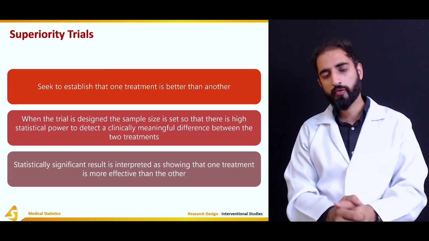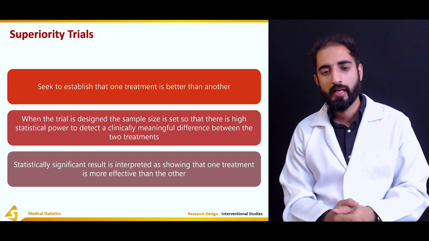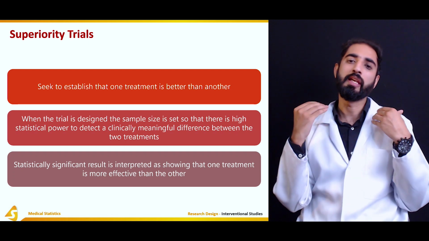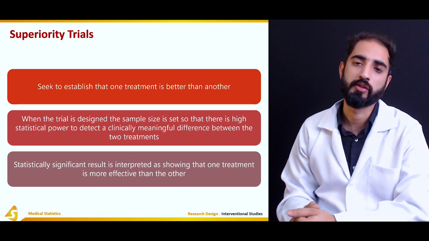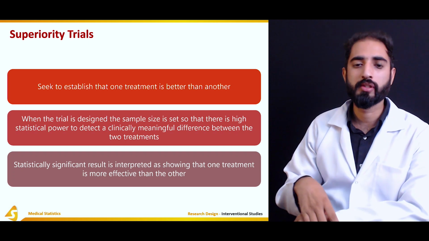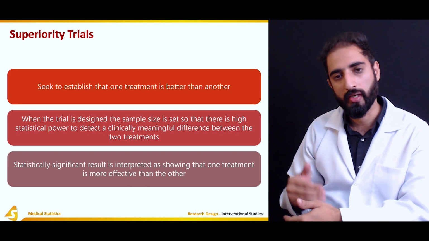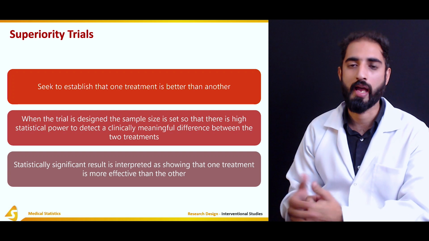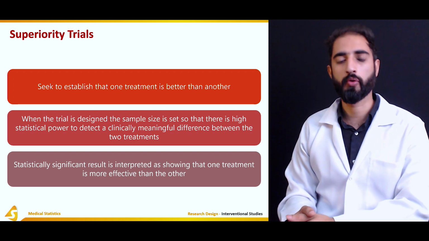Now, there are another type of trials which are known as superiority trials. These trials depend on the aim of that study. So, if the aim is to seek to establish that one treatment is better than the other, then as the name suggests, it is known as a superiority trial.